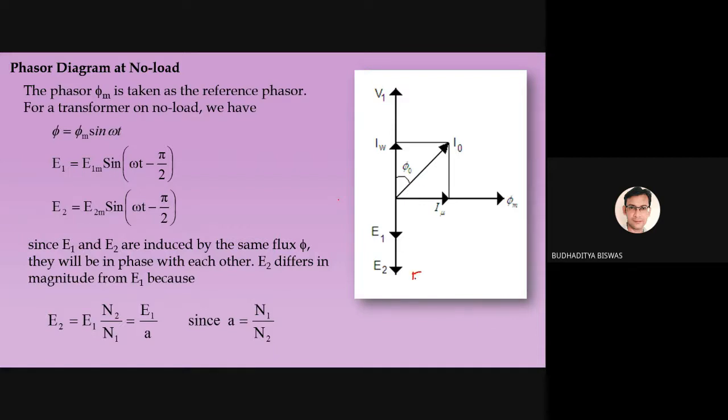Here you write like this: E1 equals primary induced voltage, E2 secondary induced voltage, phi m maximum flux, Iw the wattful component of the no load current, I mu the wattless (magnetizing) component of the no load current, I0 the no load current, V1 the primary applied voltage. If you write all these things after the figure, you will get full marks. But if it is a 5 marks question, you just need to draw this figure. Got it?